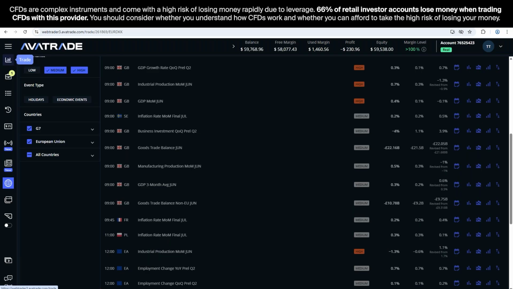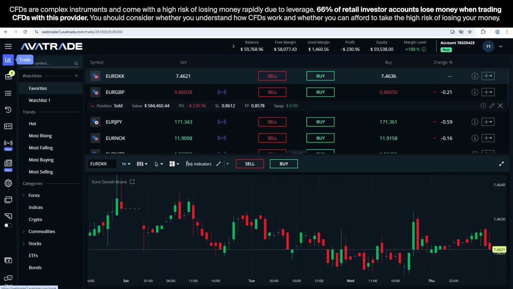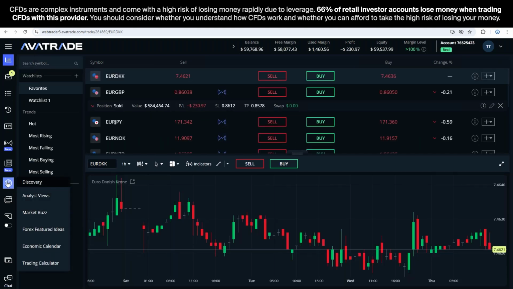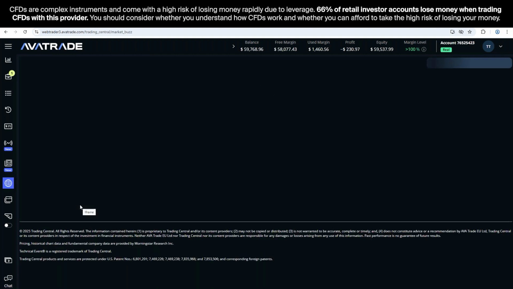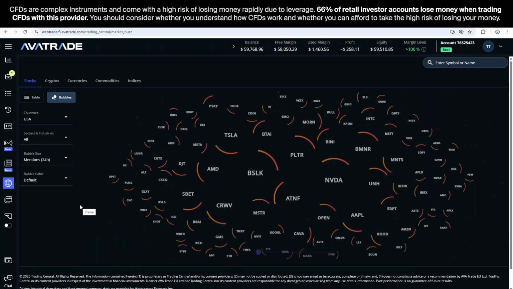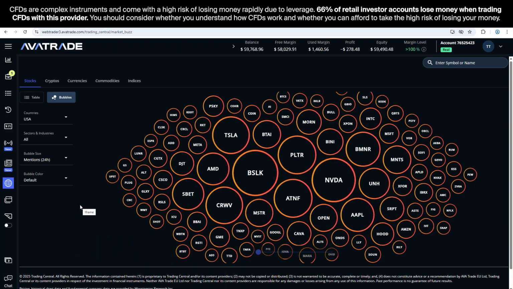Now, where else can we look for trade ideas? From the fundamental side of things, we can go to the Market Buzz. So in our Market Buzz feature, and by the way, I think some of these features are only active on live accounts that are funded. So if you're working on a demo account and you're with us without having a live account yet, don't get frustrated if some of the features aren't fully functioning. When you fund your live account, then everything should be working perfectly for you.